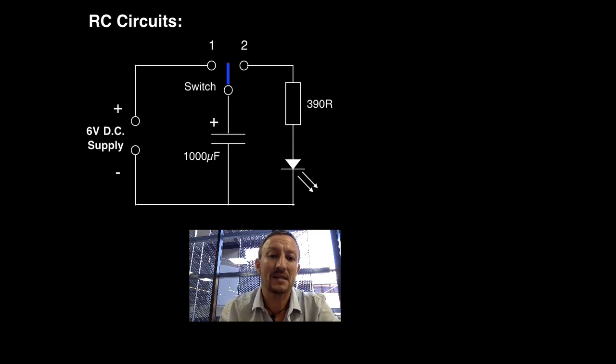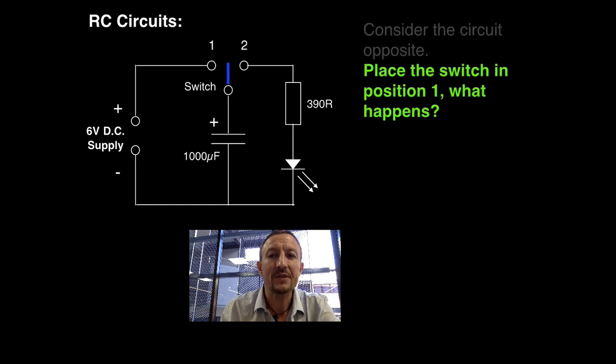Now the LED is basically a light emitting diode. You can see the switch there can be positioned between 1 and 2. At the moment everything is off. However, what happens if we place the switch into position 1, as we can see here? What's likely to happen? Take a minute, pause the video and try and work out exactly what's going to happen.